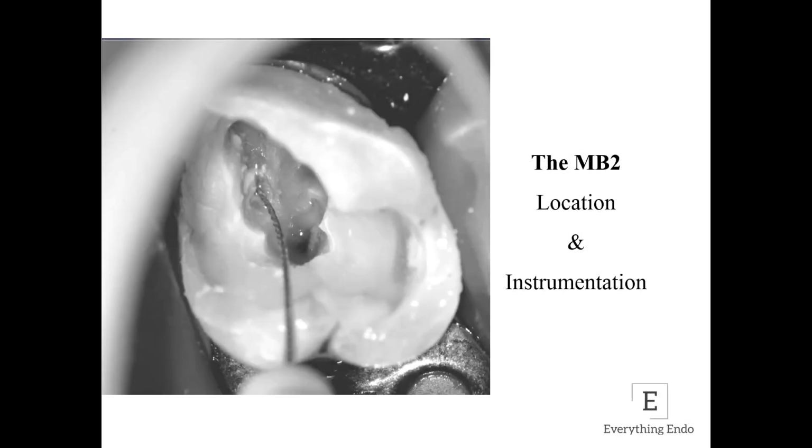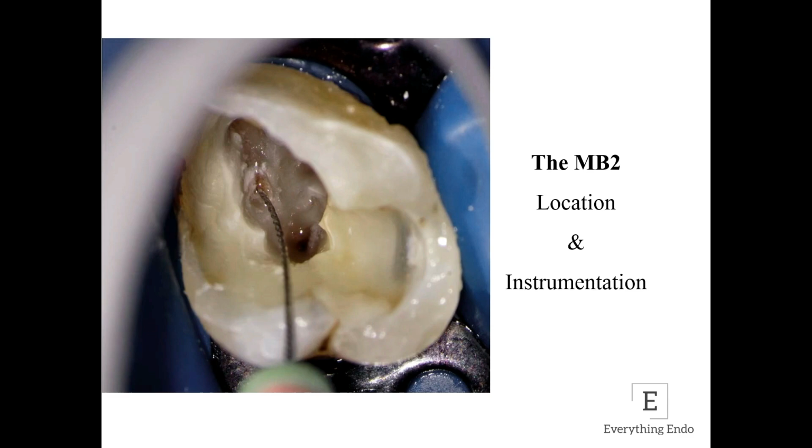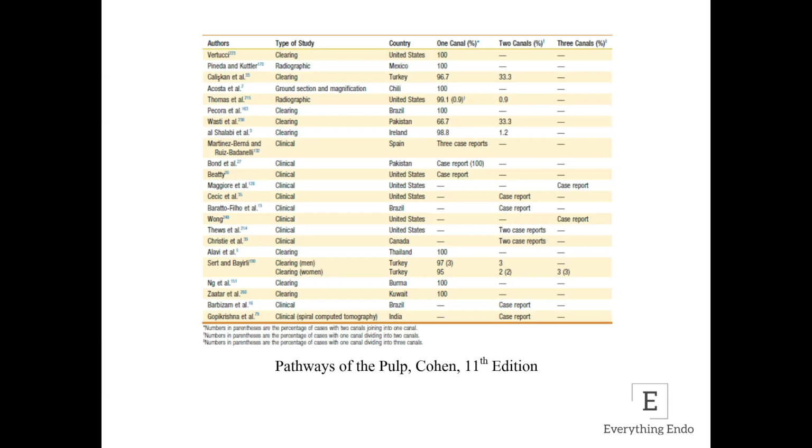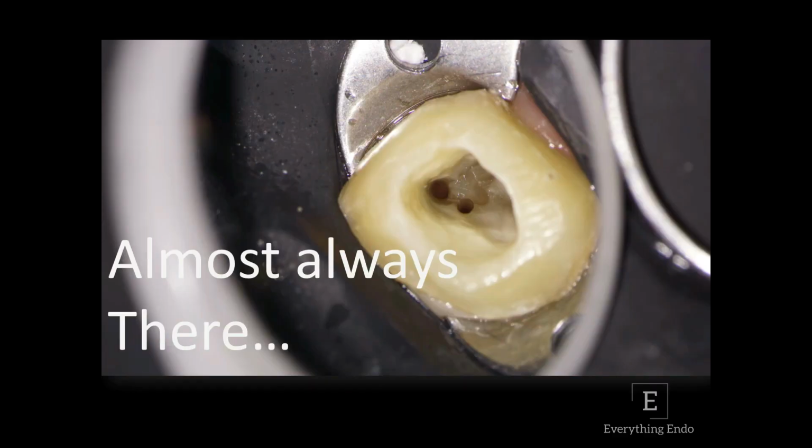Today we're going to be discussing the MB2 canals, their location and instrumentation. To understand this, first we have to know the prevalence. If you did a literature search, you will find that different authors have given different percentages for their incidence. But for all clinical practicality purposes, you just have to believe that they are present in almost all cases unless you have taken sufficient steps to prove that they are non-existent.